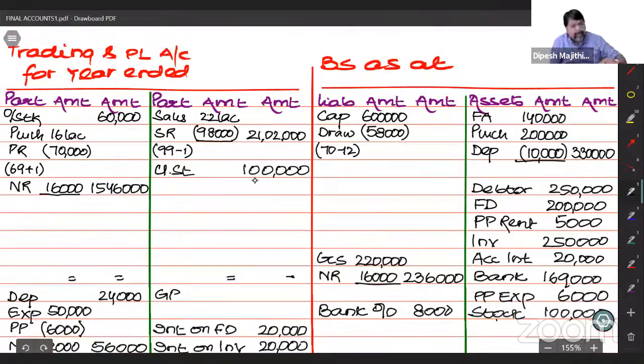Now let's calculate gross profit. 21,02,000 plus 1 lakh minus 60,000 minus 15,46,000 is equal to 5,96,000 gross profit. 596. Simple.